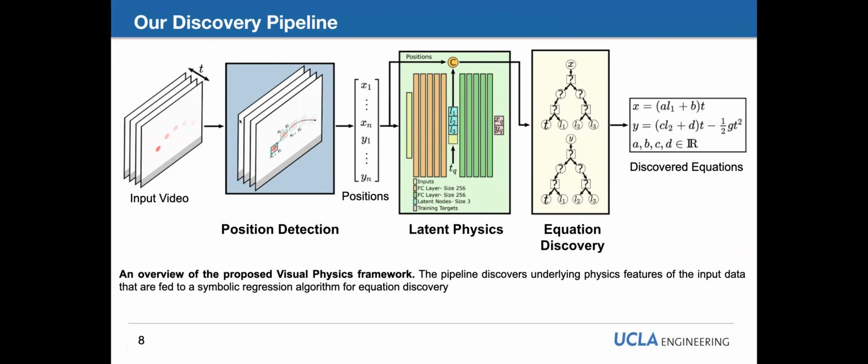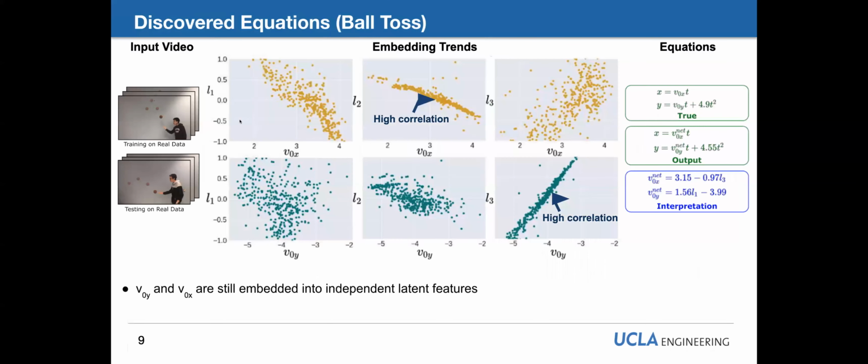The method that we introduced works by leveraging computer vision techniques like pose detectors, which have become very accurate in recent years. These positions can then be used to find embedding trends, which can later be converted into symbolic equations. Here's how the embedded trends could look on an example. On the left, we have some training data and testing data. Of course, these are very similar scenes.